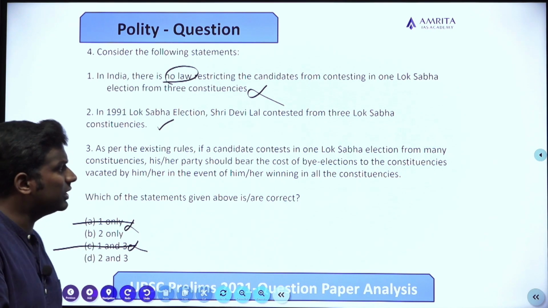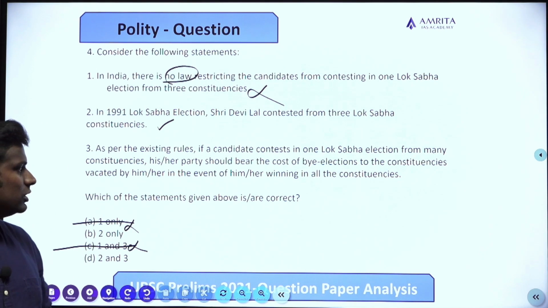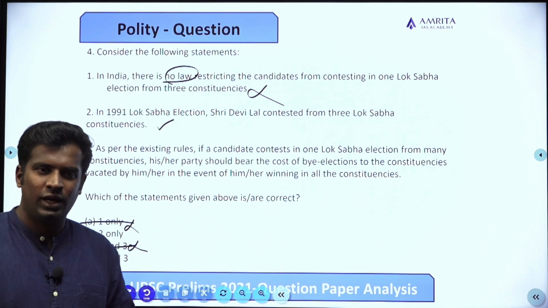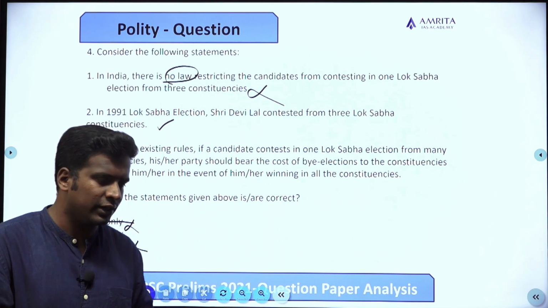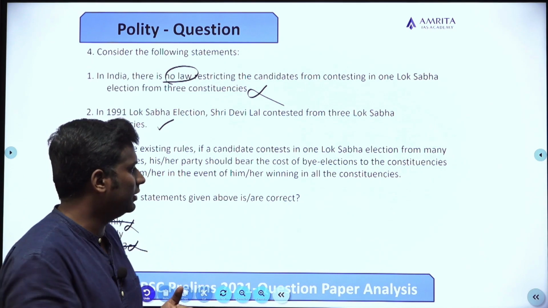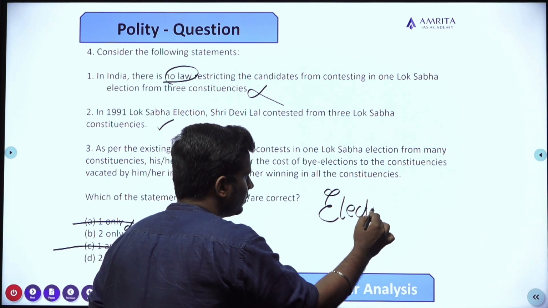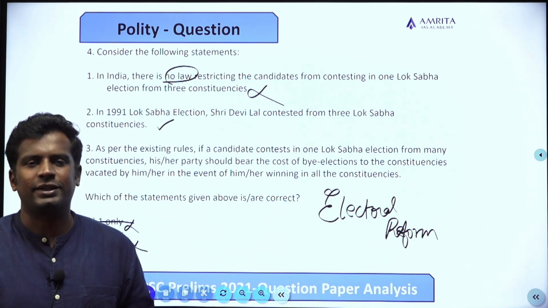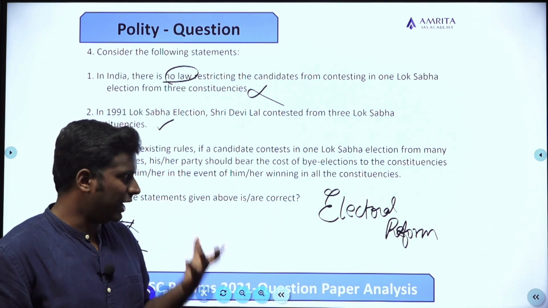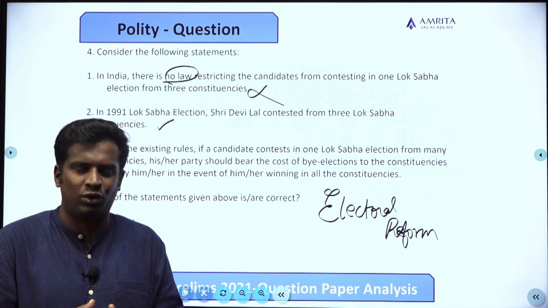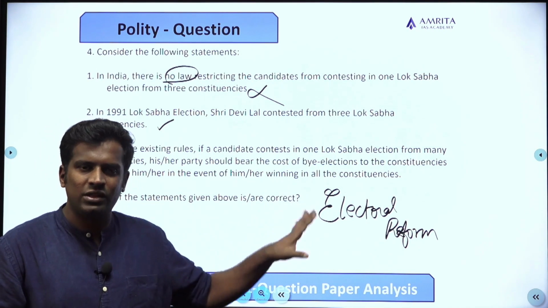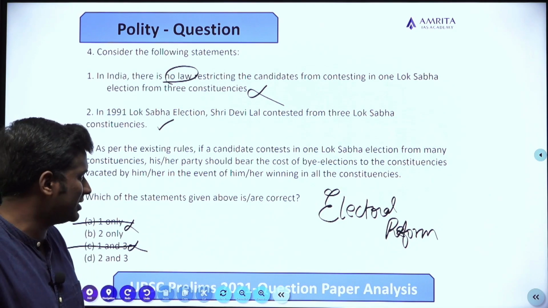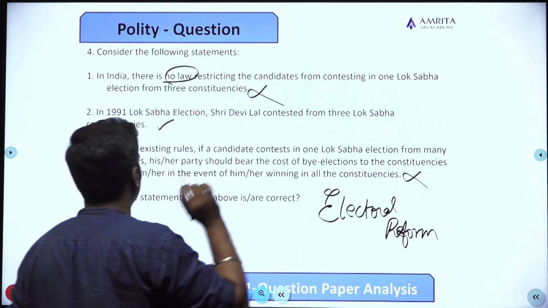Let's look at the third statement. As per the existing rules, if a candidate contests in one Lok Sabha election from many constituencies, his or her party should bear the cost of by-election to the constituencies vacated by him or her in the event of him or her winning in all the constituencies. Yes or no? If you look at it, no. Presently, no. Because this is an electoral reform which is being suggested right now. So it hasn't been made into law presently, or if it has, there's not much clarity on it. So when this question was framed, there was no existing rule as such. So this is a probable reform. So the third statement is also wrong.